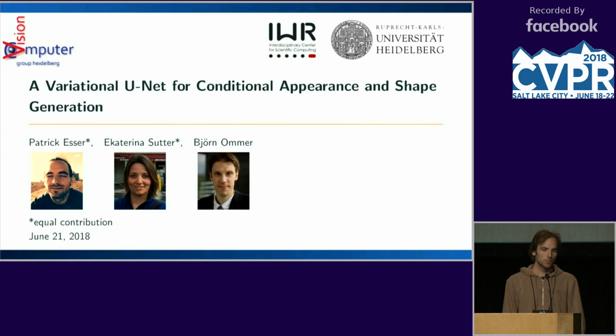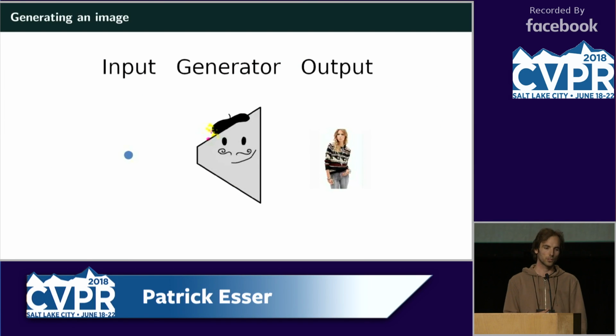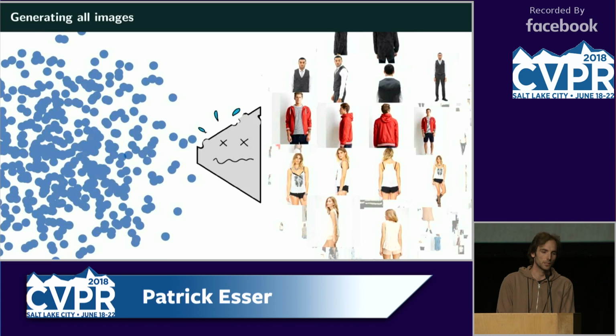To generate images with neural networks, we usually transform some low-dimensional input through a generator into some high-dimensional image display. Now, of course, generating just a single image usually poses no difficulties. However, we want to be able to generate all kinds of naturally occurring images. To tackle this problem, we should utilize some of the structure provided by natural images.